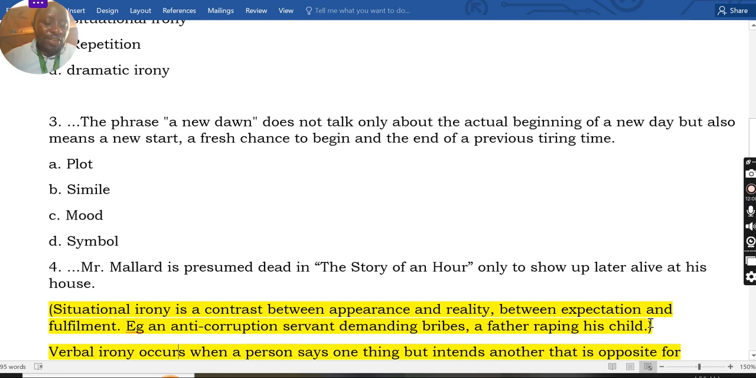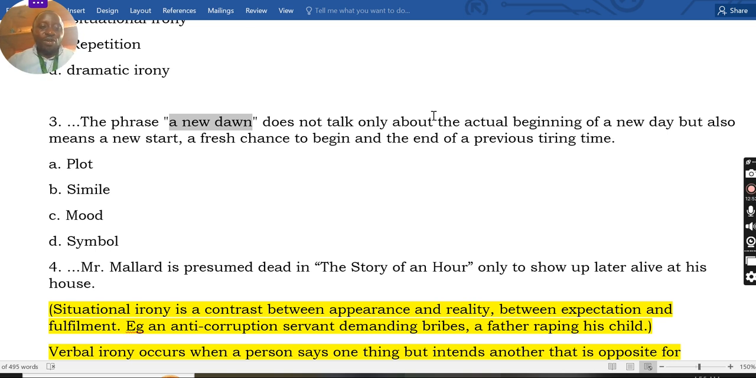Number 3 says the phrase a new dawn. We have a phrase here, a new dawn. A new dawn does not talk only about the actual beginning of a new day, but also means a new start, a fresh chance to begin, and the end of a previous tiring time. So we normally know that a new dawn means the beginning of a new day. But this can symbolize also the beginning of a new chance, a new start in life.